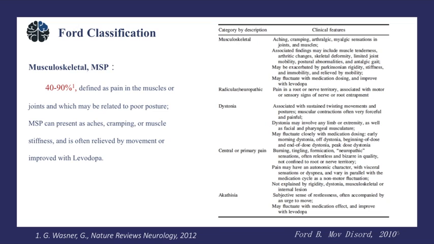Of these subtypes, musculoskeletal pain (MSP) is the most common one, ranging from 40% to 90%. It is defined as pain in muscles or joints, and may be related to poor posture. MSP can present as aches, cramping, or muscle stiffness, and it is often relieved by movement and improved with levodopa.